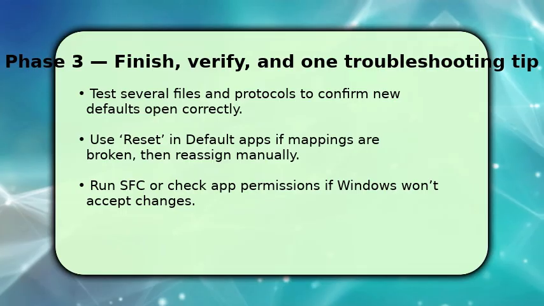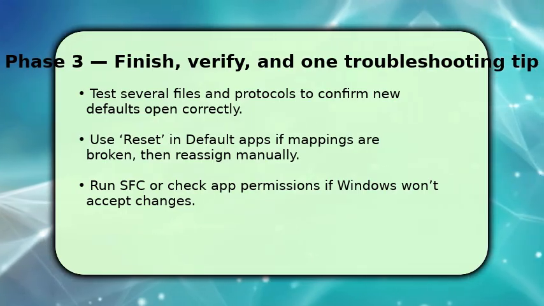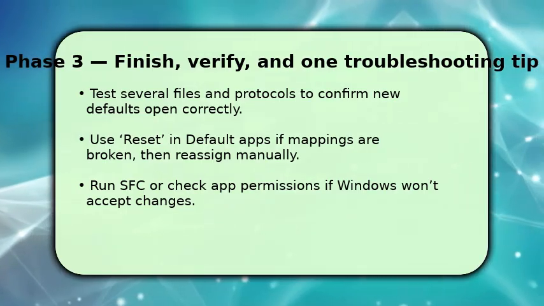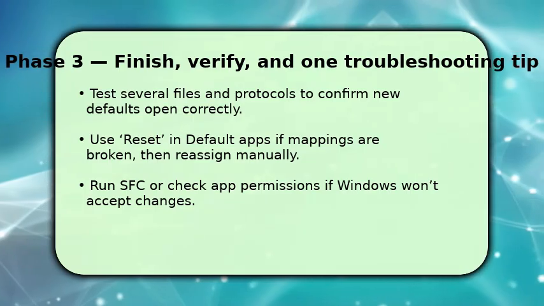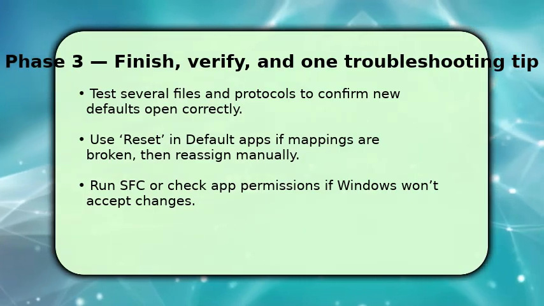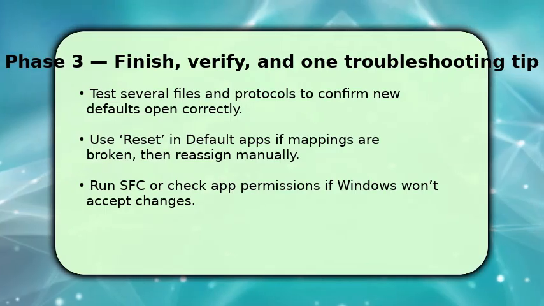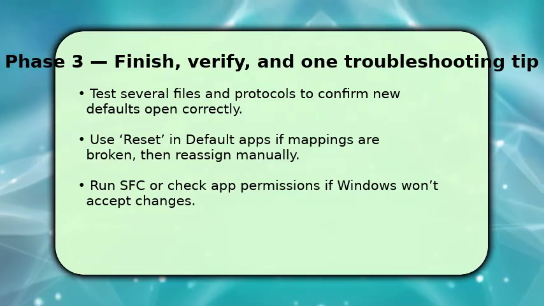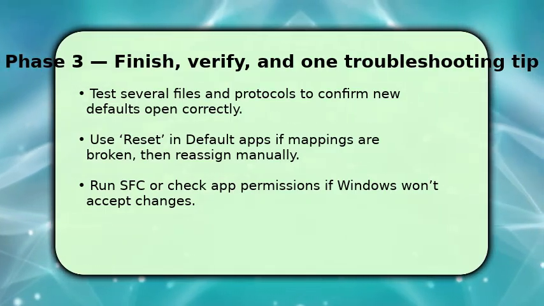If Windows still rejects your change, run System File Checker, sfc /scannow, or check app file association permissions in Settings. Sometimes permission restrictions or corrupted system files block updates. Once resolved, your defaults will stick and streamline your workflow.